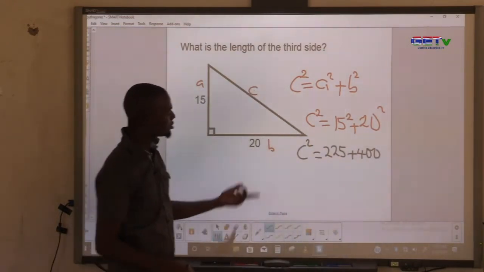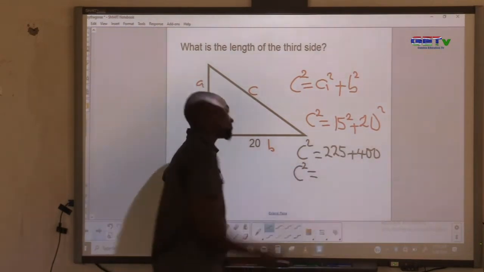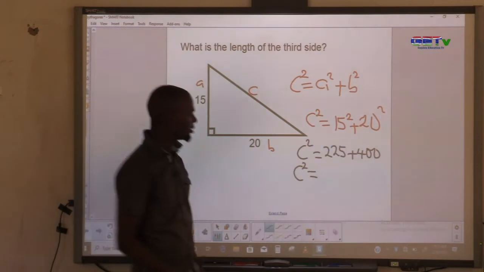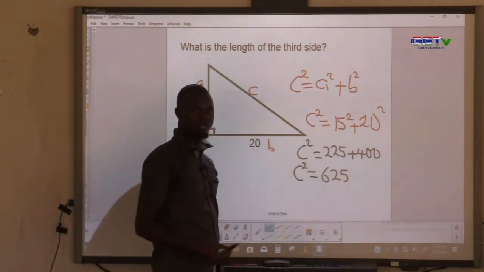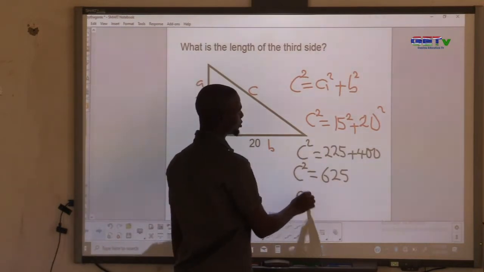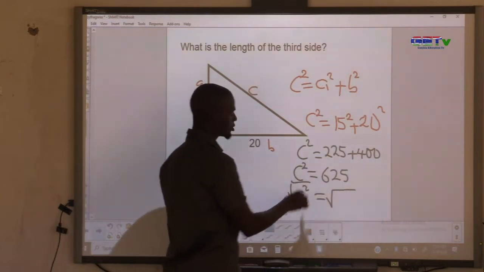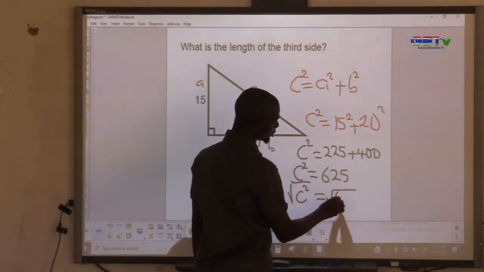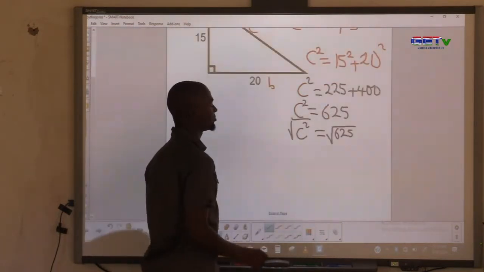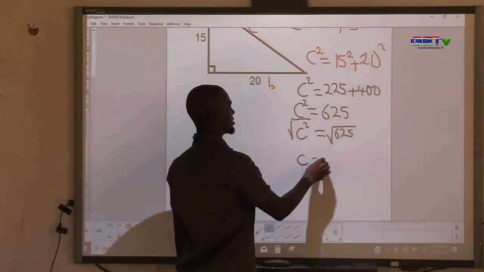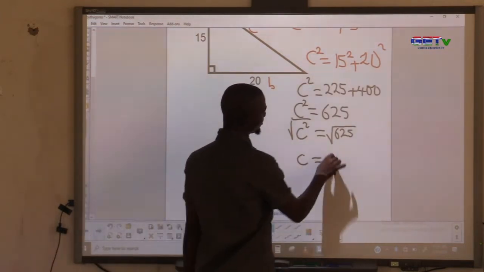So if you simplify further, you will have C square is equals to 400 plus 225, that is going to give you 625. To get the value of C, you will have to square root both sides to remove the square. The root of C square is C. This is equals to the root of 625, which is 25.